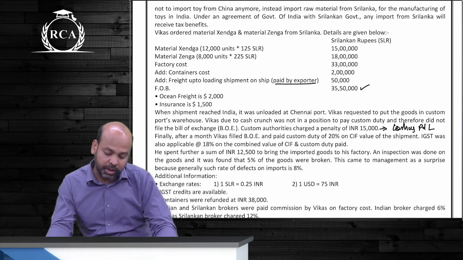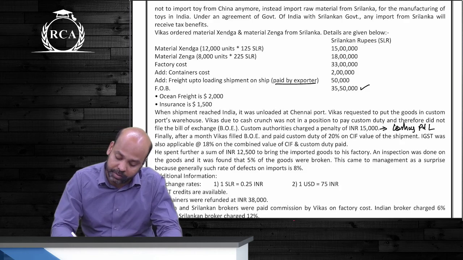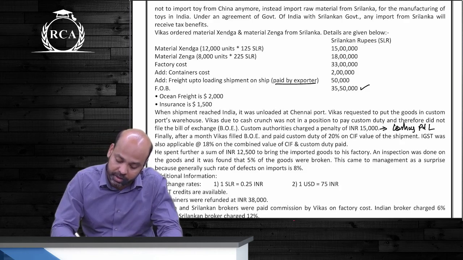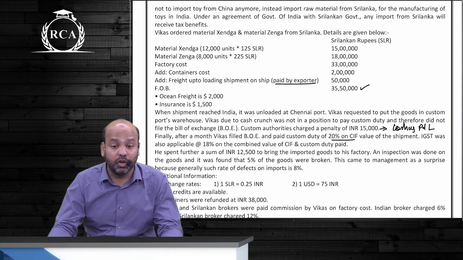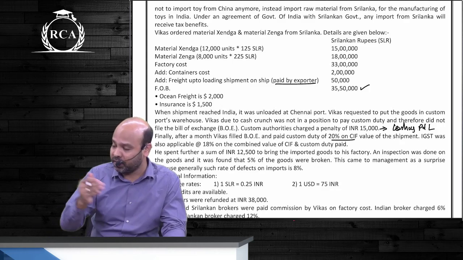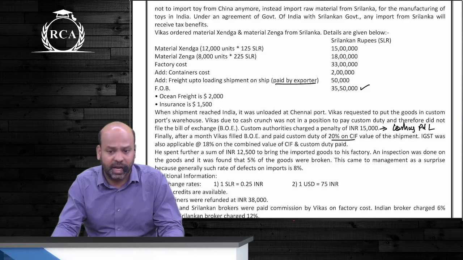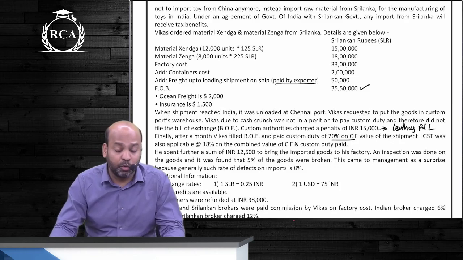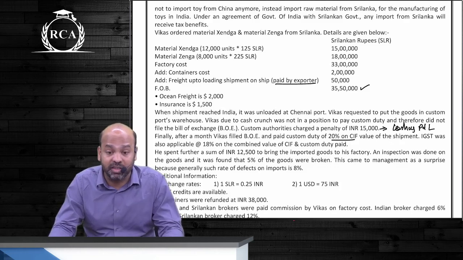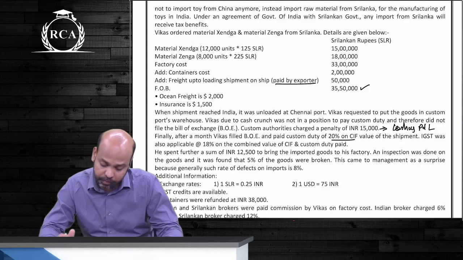Vikas, after a month, filed the bill of exchange and paid customs duty of 20% on CIF value of shipment. CIF is cost inclusive of insurance and freight. FOB quotation is only till the shipping point. After that you also incur your transportation cost and insurance. Both of them included will become your CIF price. Are you getting it? Yes or no, guys?